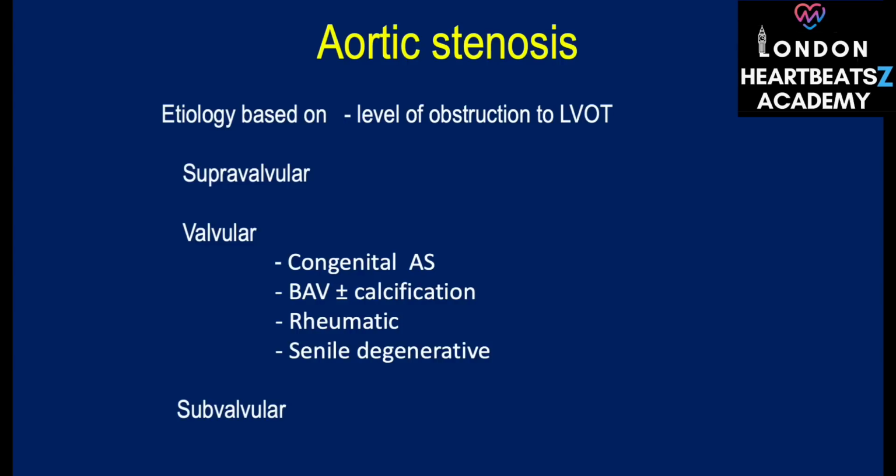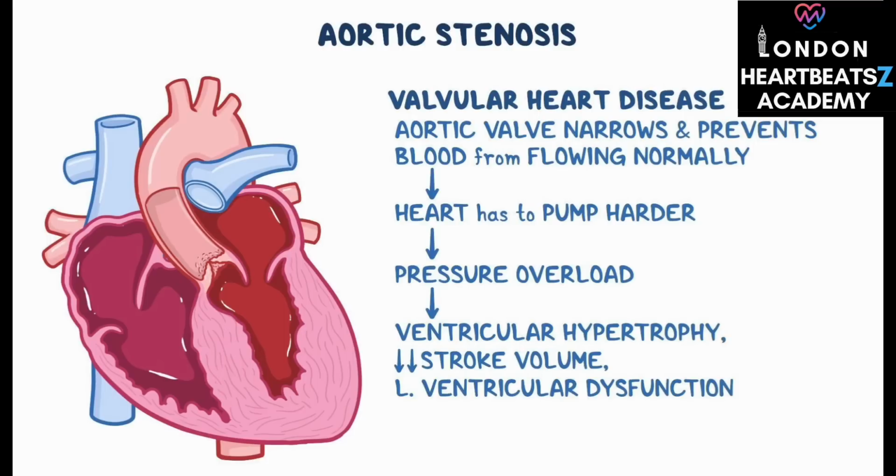Exactly. Narrowing above the valve is called supravalvular aortic stenosis. It's rare and often present at birth. Narrowing at the valve itself is valvular aortic stenosis, the most common type. And narrowing below the valve, subvalvular aortic stenosis, is often caused by a congenital abnormality called a subaortic membrane. It's like a little curtain partially blocking the exit. So it can be a problem with the valve itself or something blocking it above or below.